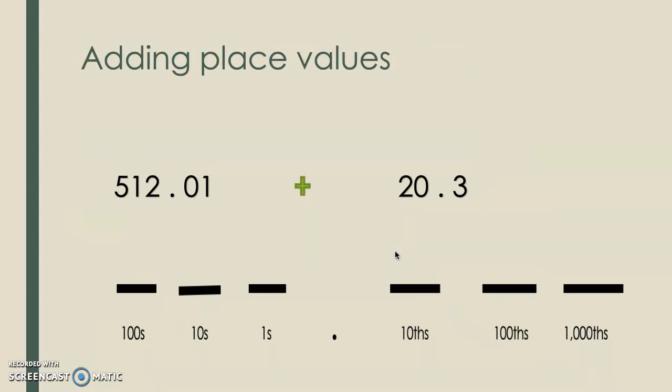The reason why we do this is because if we do not line up the decimals, the 3 ends up with the 1. We add 3 to the 1, but the 1 in 512.01 is in the hundredths place, and the 3 in the 20.3 is in the tenths place.